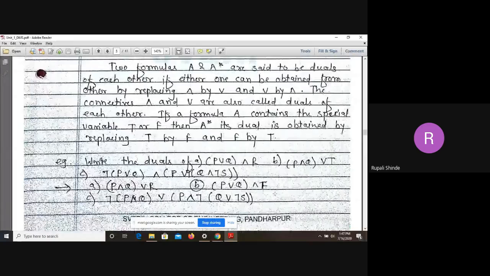And for the third one, negation of P and Q or P and negation of Q or negation of P and Q. So this is the answer for the third formula.